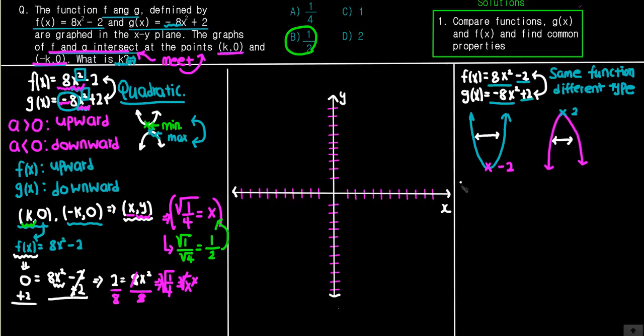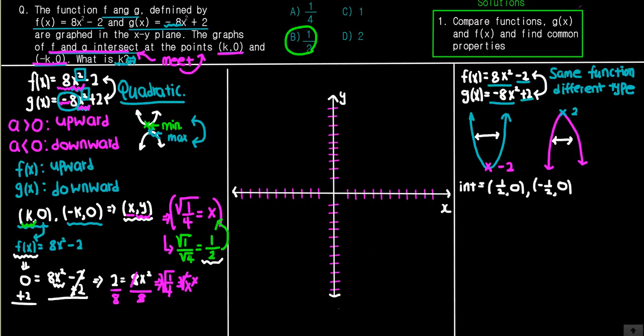And they intersect at the point we know as k comma 0, but we can replace it as 1 over 2. It is going to be 1 over 2 comma 0, and also negative k comma 0, which is negative 1 over 2 comma 0. Now we can actually graph the functions.